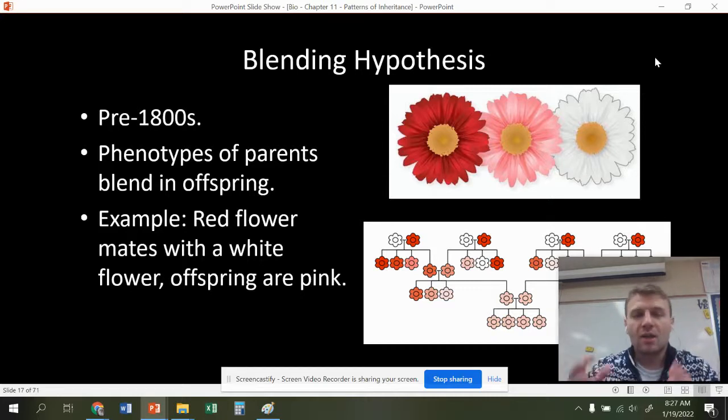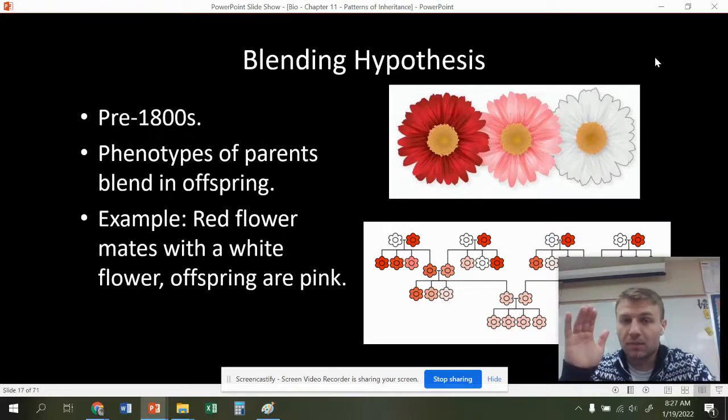So in Mendelian genetics, we talk about before Mendel came around. This is pre-1800s. People thought that the blending hypothesis was how traits were passed on. And what the blending hypothesis states is that the traits of two individuals will blend together in their offspring.